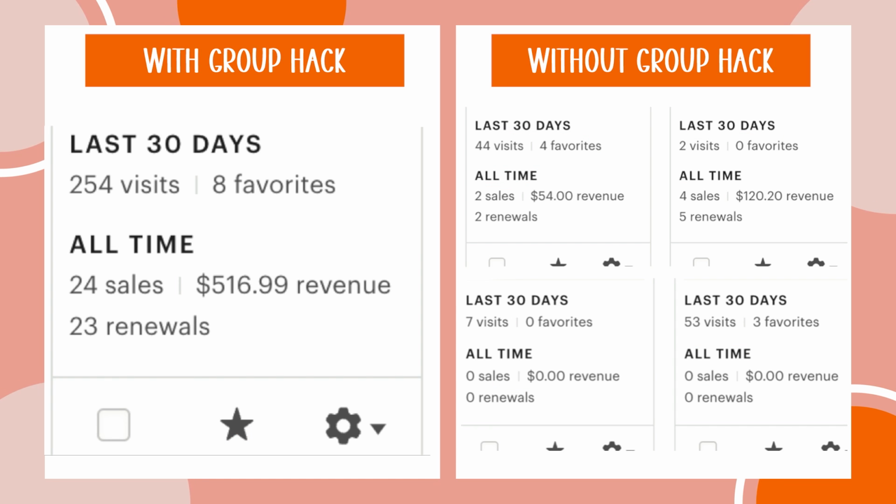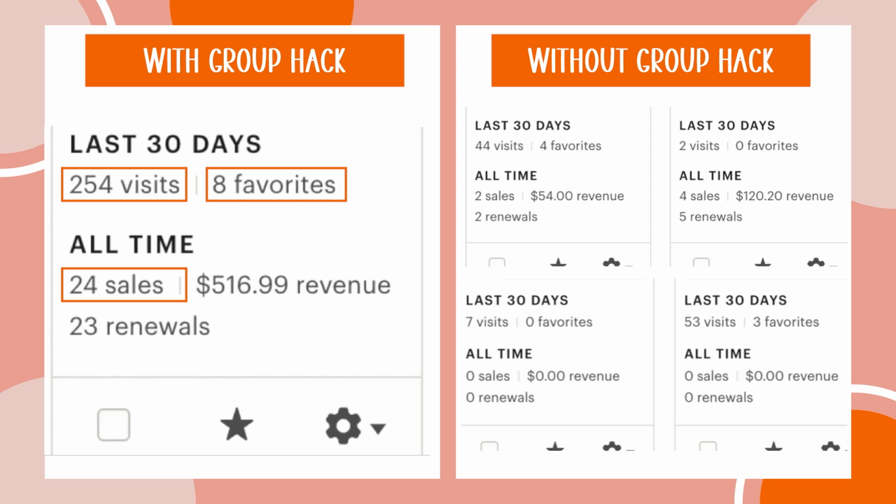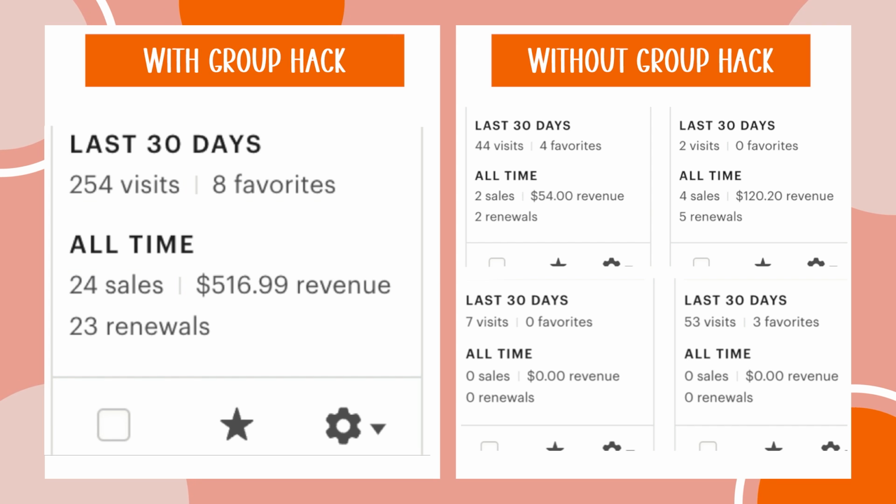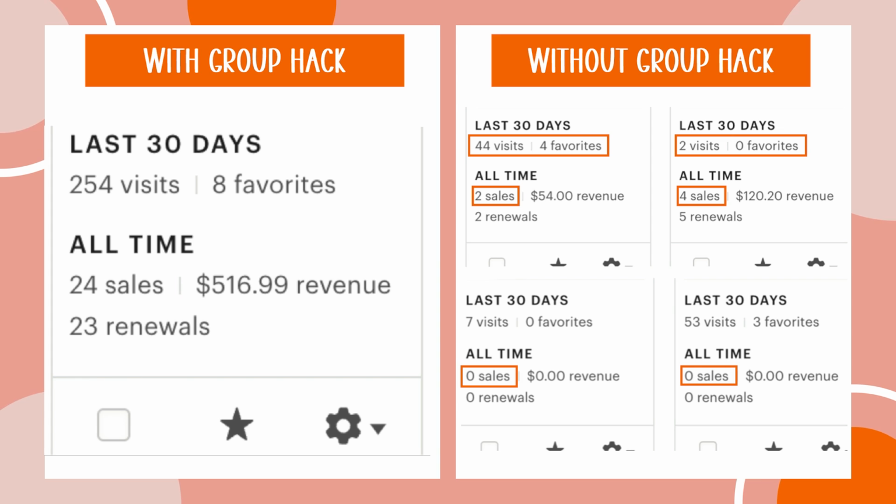Another example of this: on the left, I'm using the listing hack, 254 visits in the last 30 days, 8 favorites, and all-time 24 sales. And then on the right, you can see between all 4 of those listings, one of them is getting a little traction with 44 visits and 2 sales. We've got another one with 2 visits and 4 sales, and the others have 0 sales, 53 visits and 7 visits. None of them come close, though, to the one where I'm using the group hack.